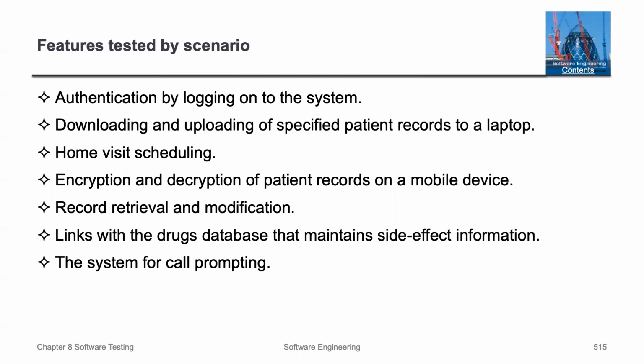So for features tested by a scenario, you want to have authentication, logging into the system. You have downloading and uploading of specific patient records onto a laptop for use. You can have home visit scheduling, encryption and decryption of patient records on a mobile device. You always want to maintain protection of personal identifiable information. You want to have record retrieval and modification as necessary, and links with the drug database that maintains side effect information. And finally, the system for call prompting.